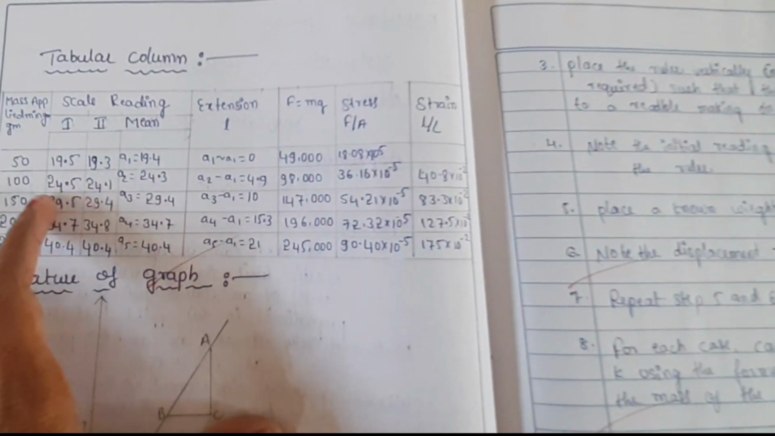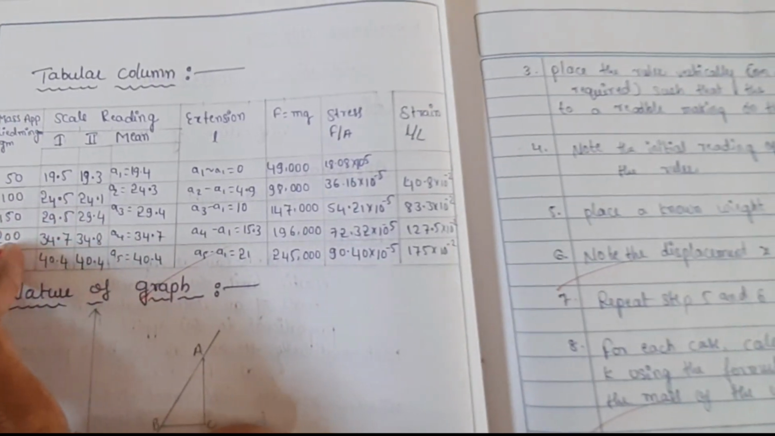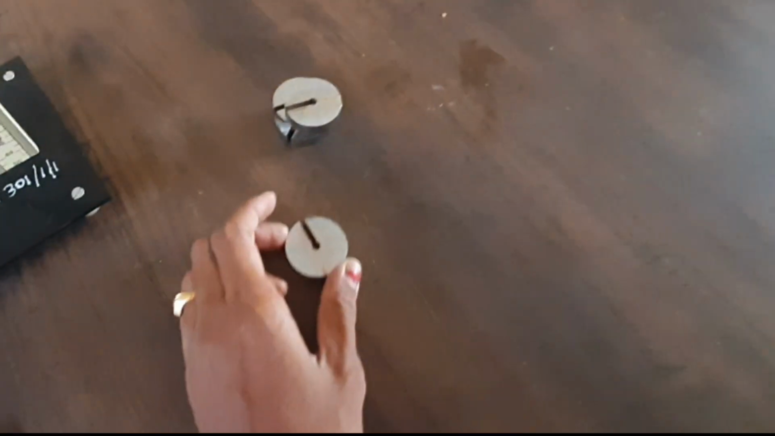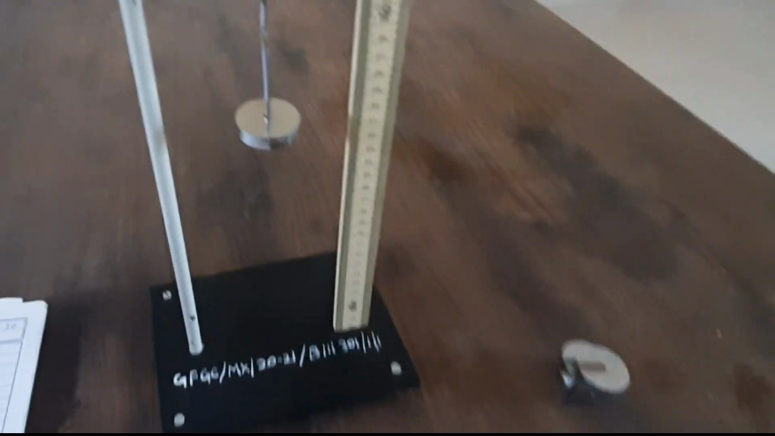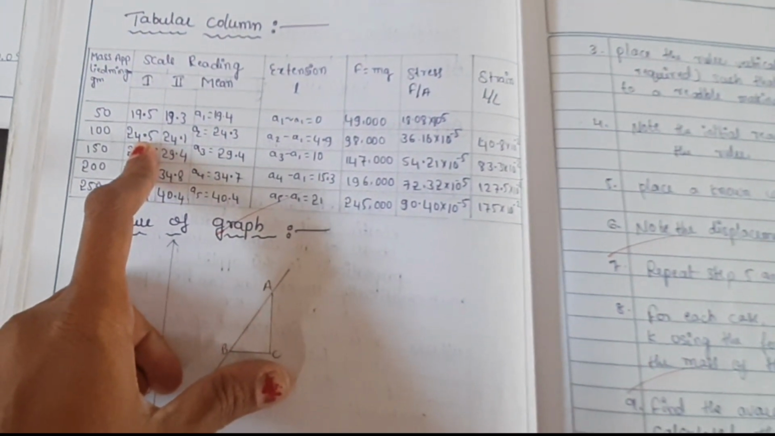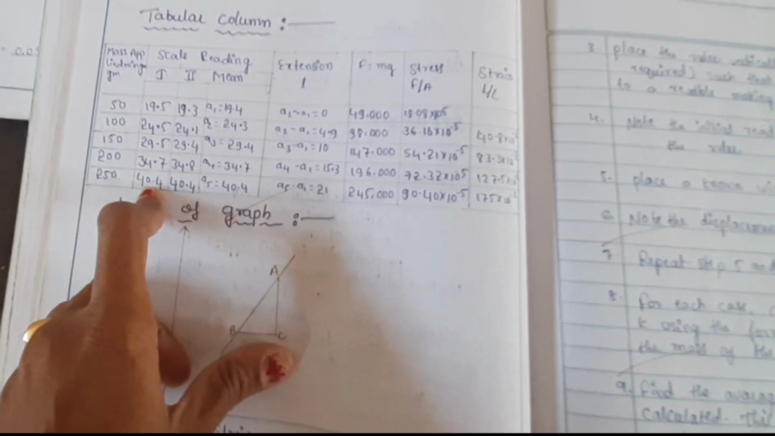Then similarly repeat the procedure for 100 gram. Each time you have to increase by 50 gram, and then note down the reading. For 100 gram, whatever scale reading you get, you should write. Up to 250 gram you can take.